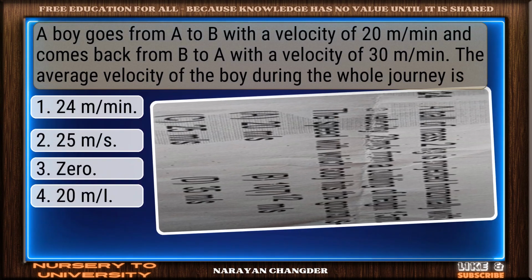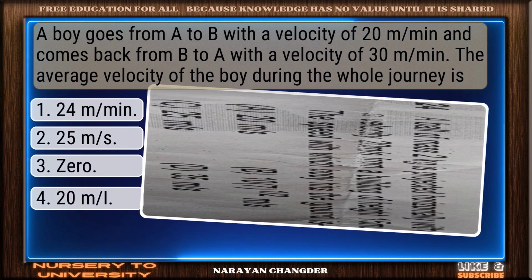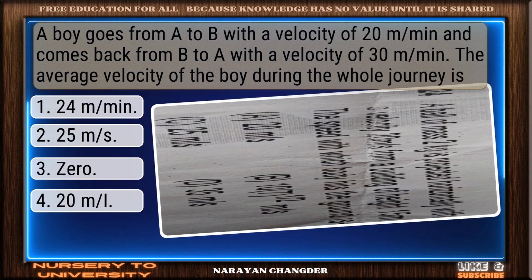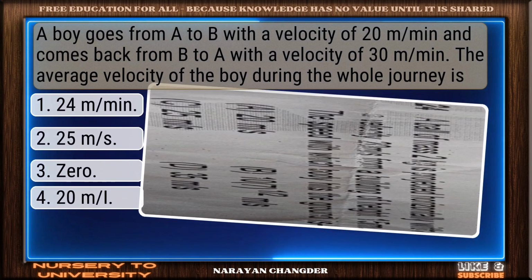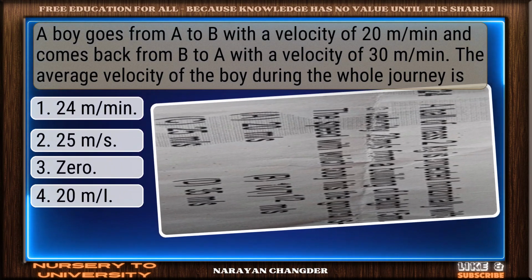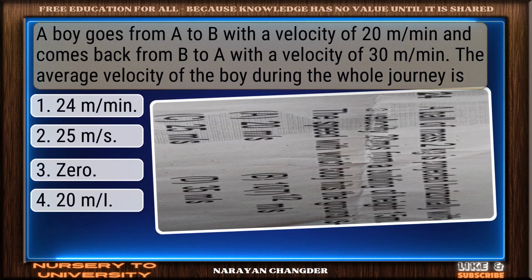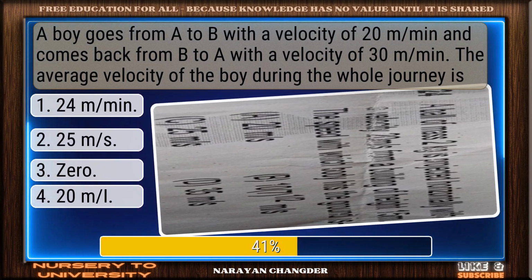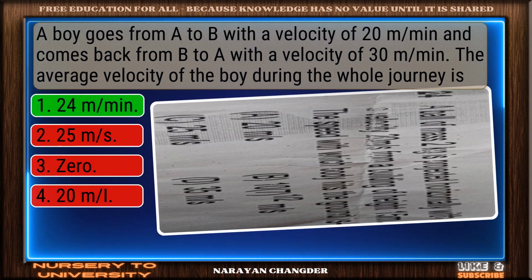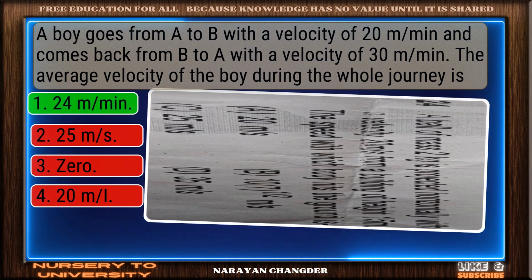Question number 34. A boy goes from A to B with a velocity of 20 miles per min and comes back from B to A with a velocity of 30 miles per min. The average velocity of the boy during the whole journey is... Good thinking. Zero is the right answer.